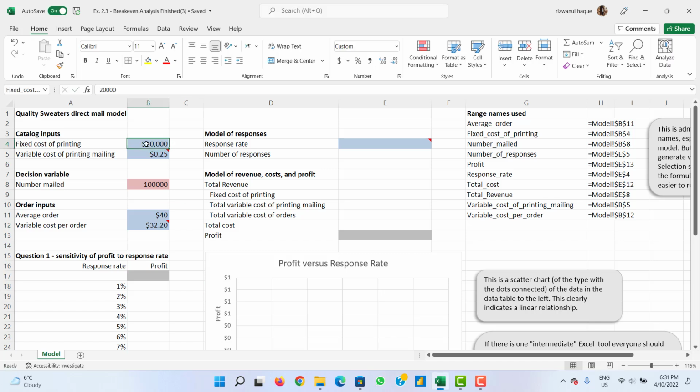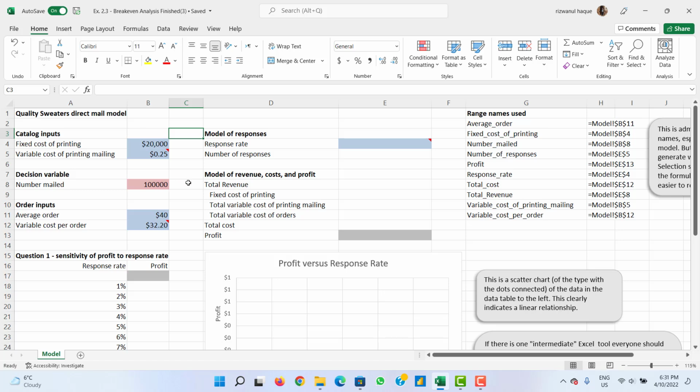Fixed cost of printing means that if you have a machine, then if you want to print, you must buy a machine. So the machine cost is 20,000 bucks. And variable cost of printing mailing means there is a cost for ink, and it is included as a variable cost of printing mailing. And there is one called decision variable, it's number mail.